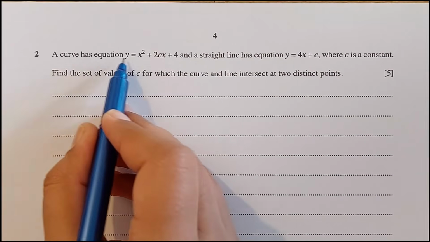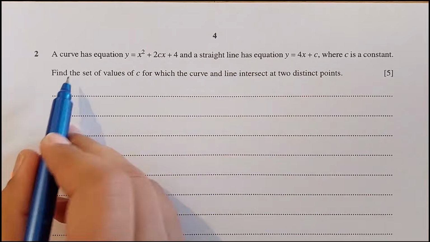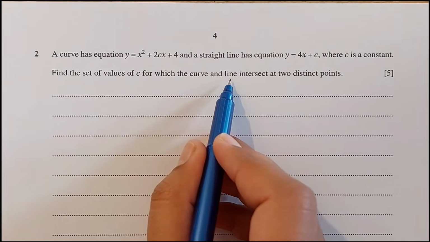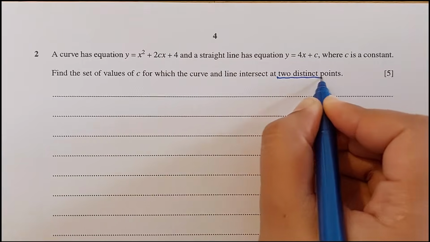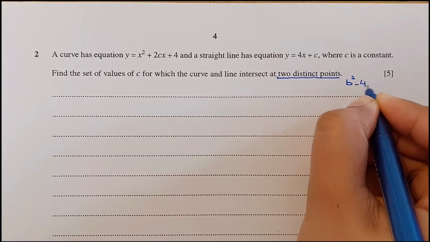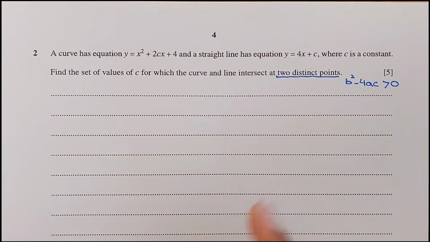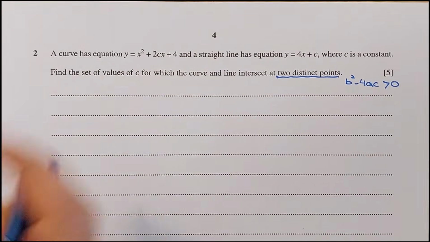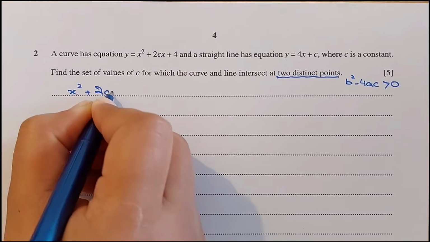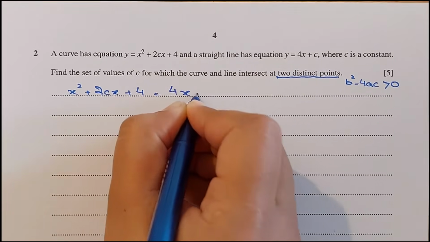Question number 2. A curve has equation this and a straight line has equation this, where c is a constant. Find the set of values of c for which the curve and line intersect at two distinct points. If it intersects at two distinct points, then the discriminant b square minus 4ac is greater than 0. First we need to find the point of intersection of the curve and the line. The curve is x square plus 2cx plus 4 and the line is 4x plus c.